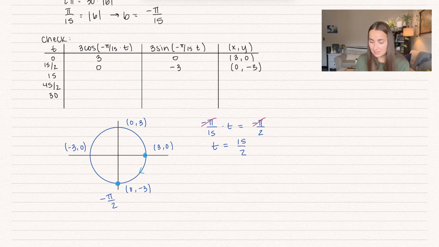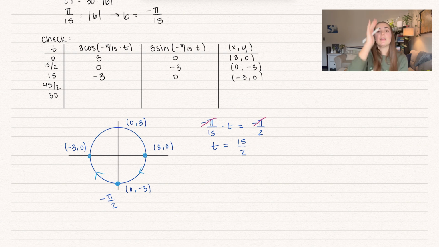Now we can plug in 15, so cosine of negative pi is negative 1, so we get negative 3. Sine of pi or negative pi is always going to be 0, so that goes to 0. So we go over to (-3, 0). Let's go ahead and check that on the graph. Beautiful, we're going in the orientation that we wanted to.